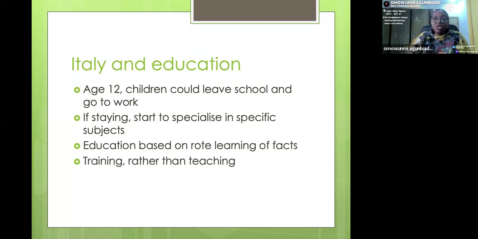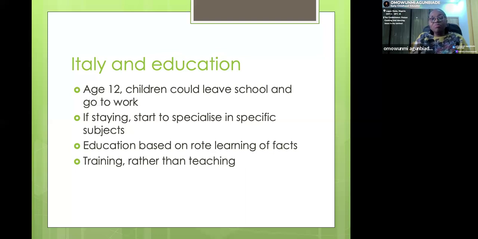At the age of 12, children could leave school and go to work. That was what education was like then. At about 13 or 14, they started to specialize in specific subjects. In fact, I read somewhere that the female gender could only go on to become a teacher, maybe a grade 2 teacher, like what we used to do several years ago. But they couldn't study beyond that. It was the men that would go into university and all that.